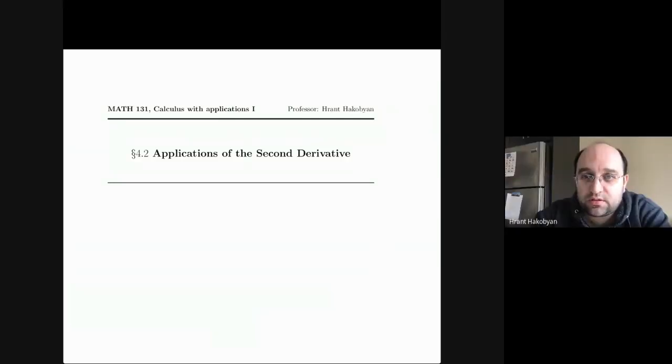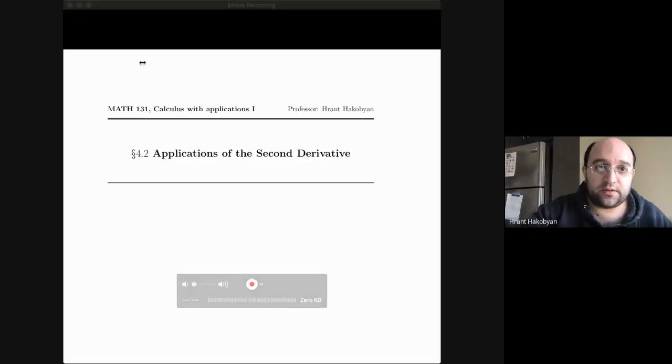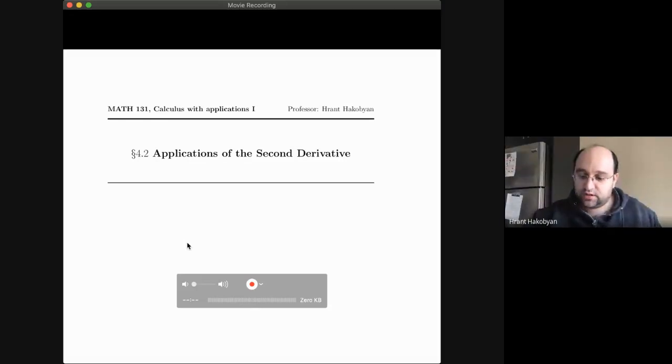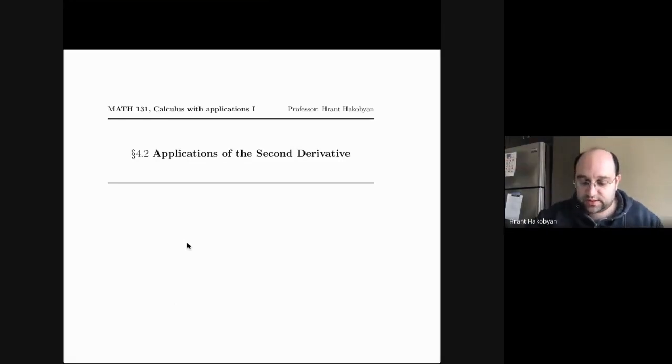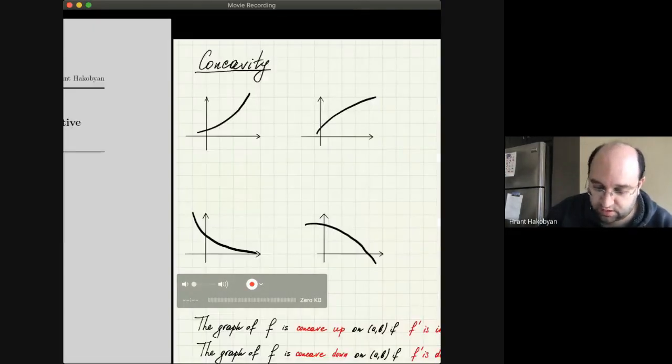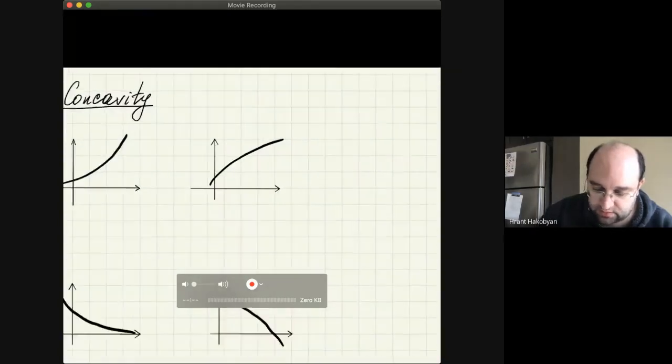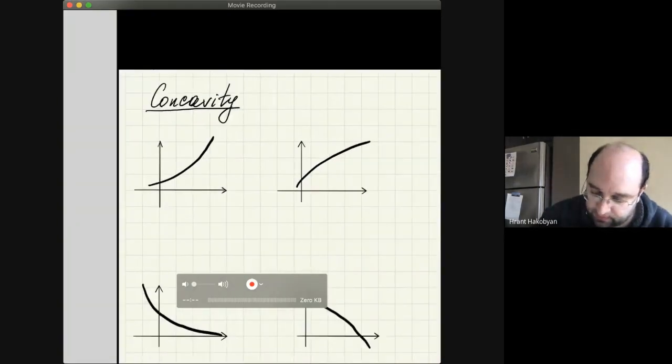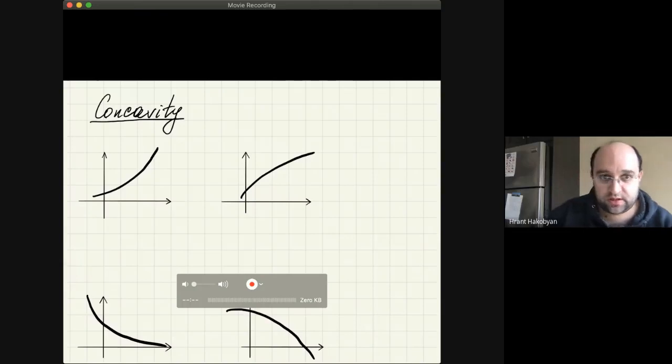Okay, everyone. So today we're going to talk about applications of the second derivative. Before we talk about the second derivative, let's have a look at the following graphs. These two graphs here. So what can we say about them?